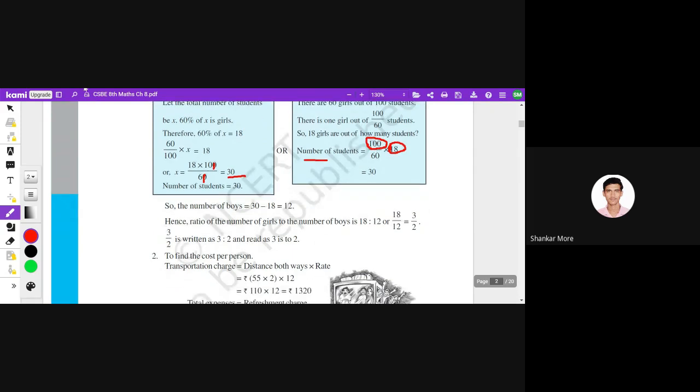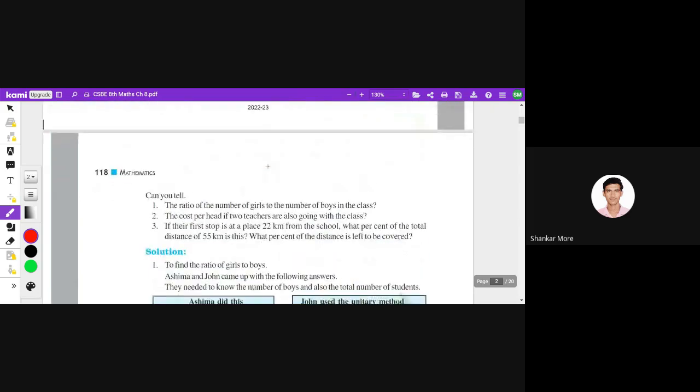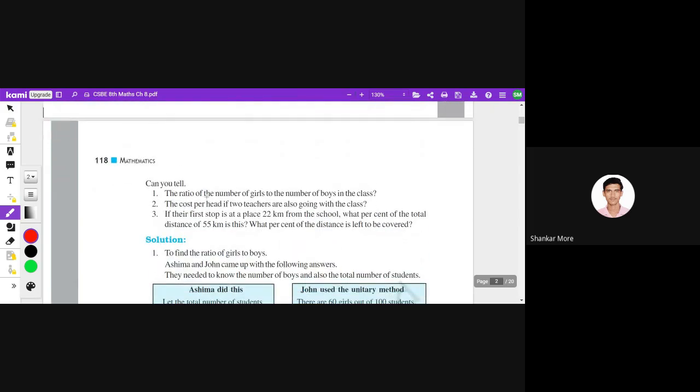Now out of which 18 are girls, 12 are boys, and our question is we have to find the ratio of number of girls to the number of boys in the class. So I believe you are able to write the ratio now. Can you write the ratio of number of girls to the number of boys? क्या रेशियो रहेगा?